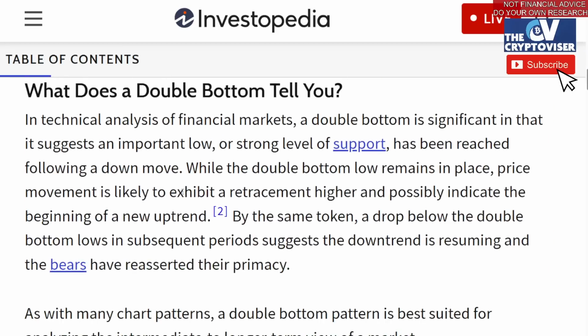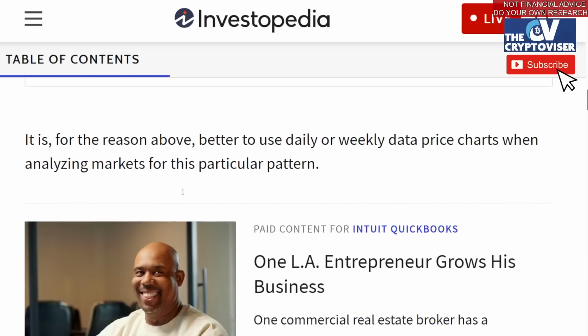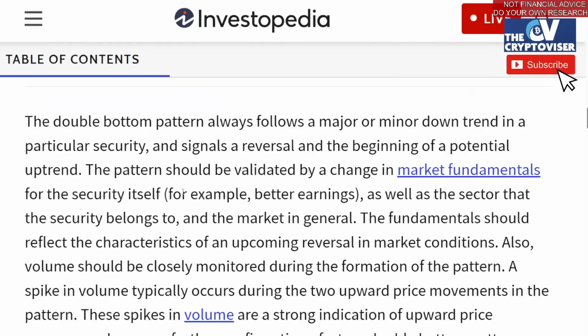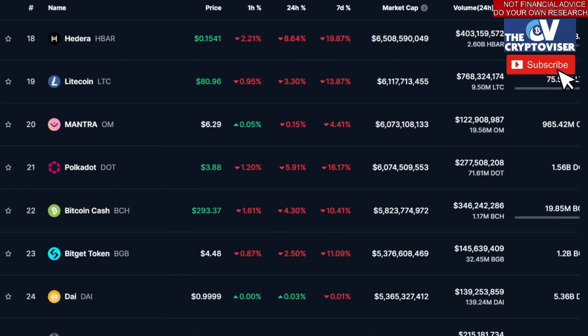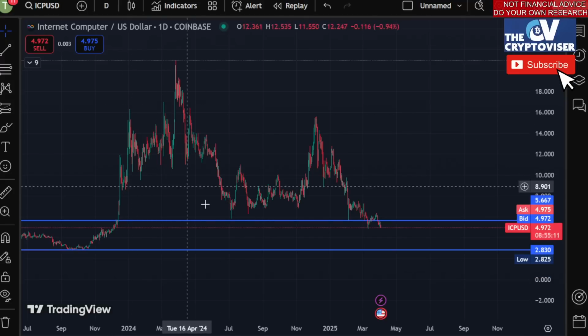But now, what does the double bottom tell us, right? What is it gonna mean in a few weeks or a few months? Because again, this could take months based on what we saw on the uptrend and the downtrend.